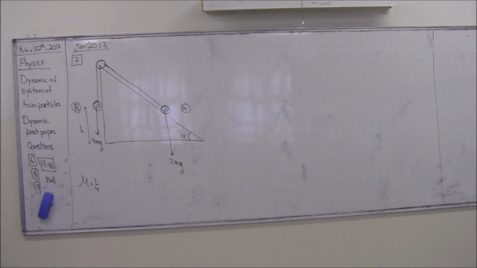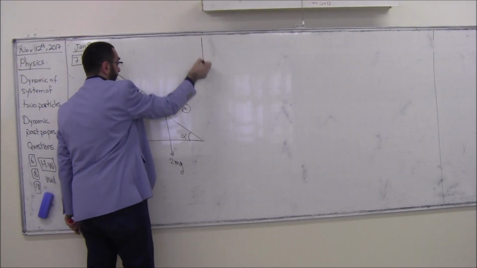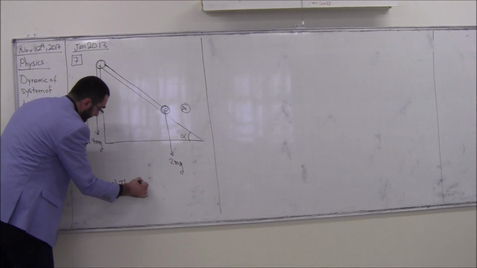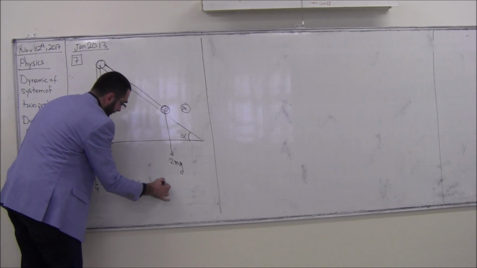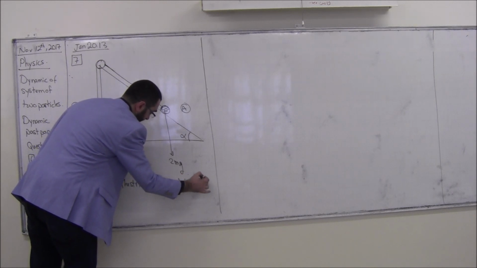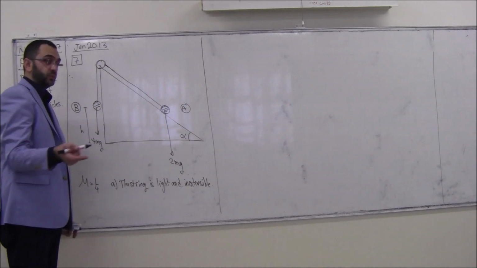The first part of the question: give a reason why the magnitudes of the acceleration of the two particles are the same. The string is light and inextensible. If the string is inextensible, the acceleration for both particles is the same.